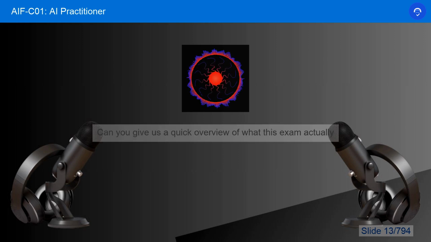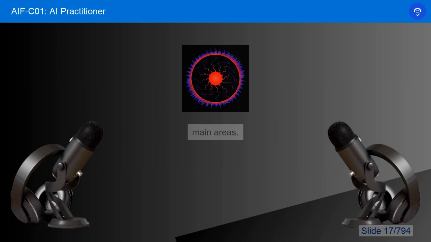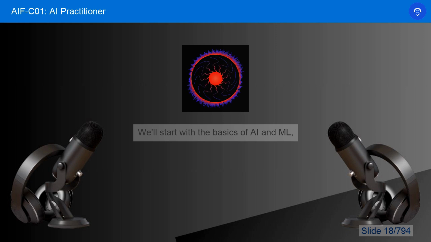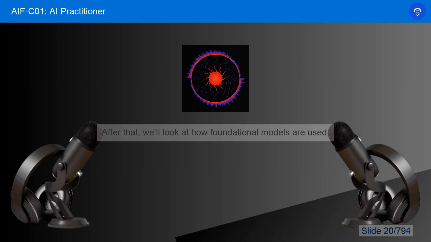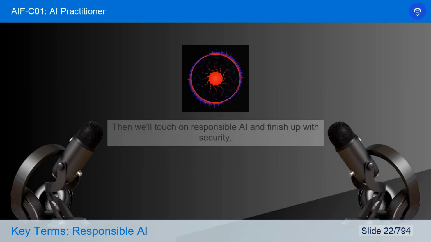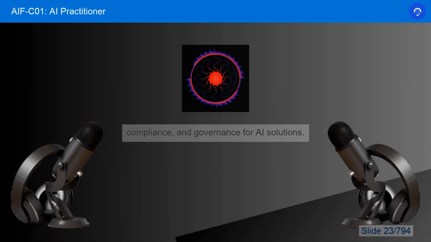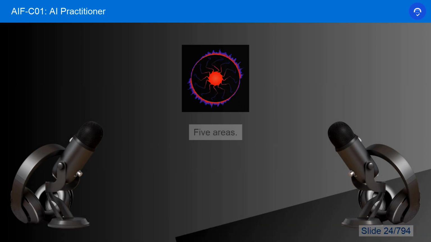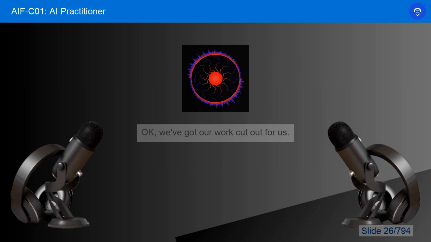Can you give us a quick overview of what this exam actually covers? For sure. The AWS Certified AI Practitioner exam goes deep into 5 main areas. We'll start with the basics of AI and ML, then get into the world of generative AI. After that, we'll look at how foundational models are used. That's where it gets really interesting. Then we'll touch on responsible AI and finish up with security, compliance, and governance for AI solutions. 5 areas. Wow. Okay, we've got our work cut out for us.